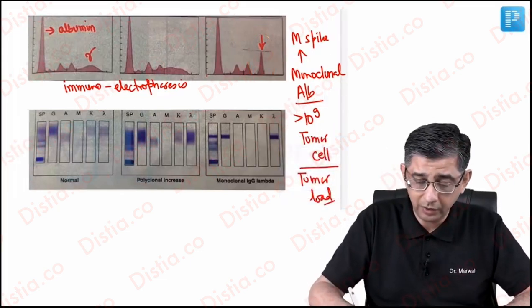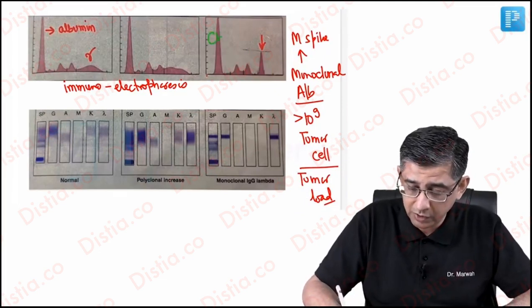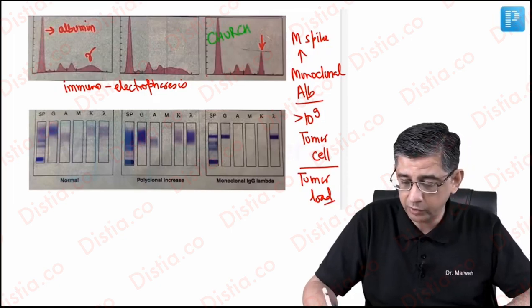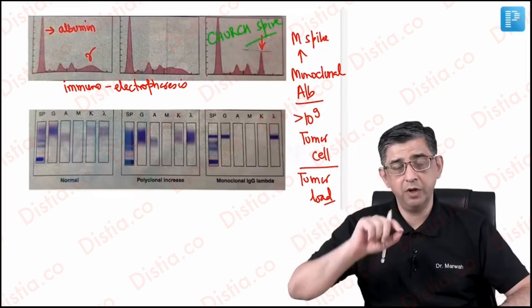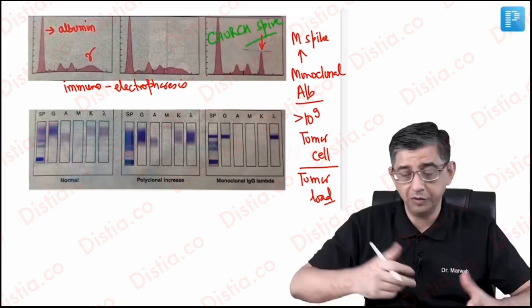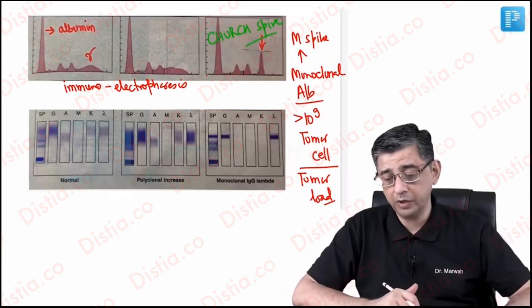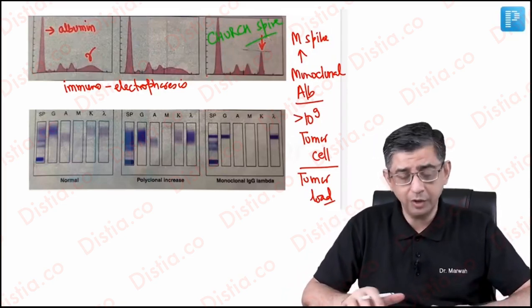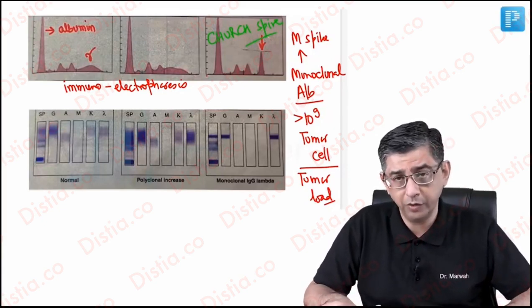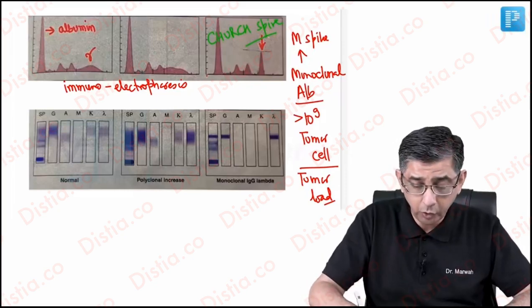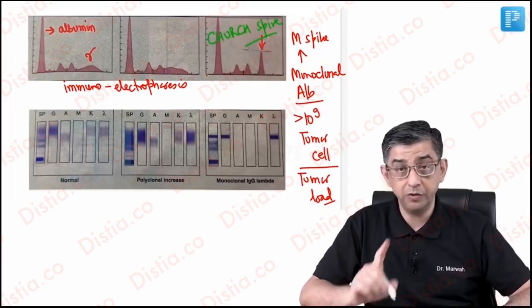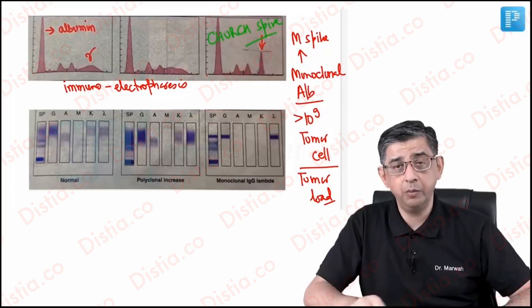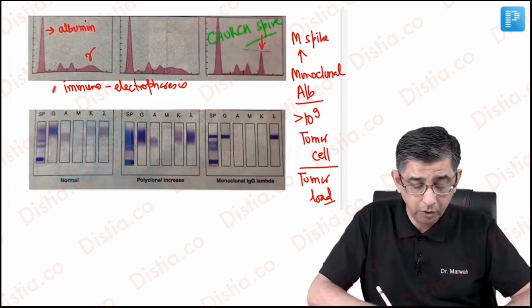This arrow might also be written in some books as church spire. Just like on a church, the building per se might have a very pointed tip on the top, the roof of it. So similarly here, church spire appearance or M spike is a term used to describe the immunoelectrophoresis report of a person. And I would also like to tell you that for details of interpretation of immunoelectrophoresis, because here I have to cover multiple myeloma, details of immunoelectrophoresis interpretation are covered in the topic of cirrhosis.